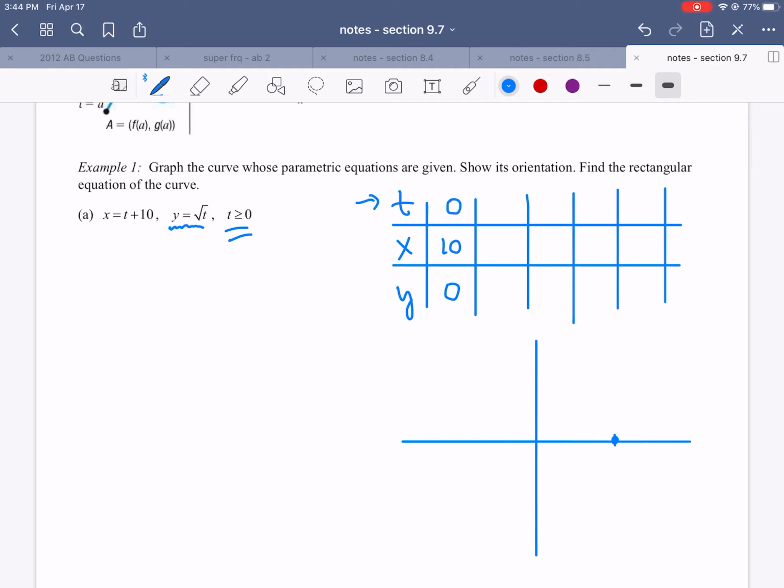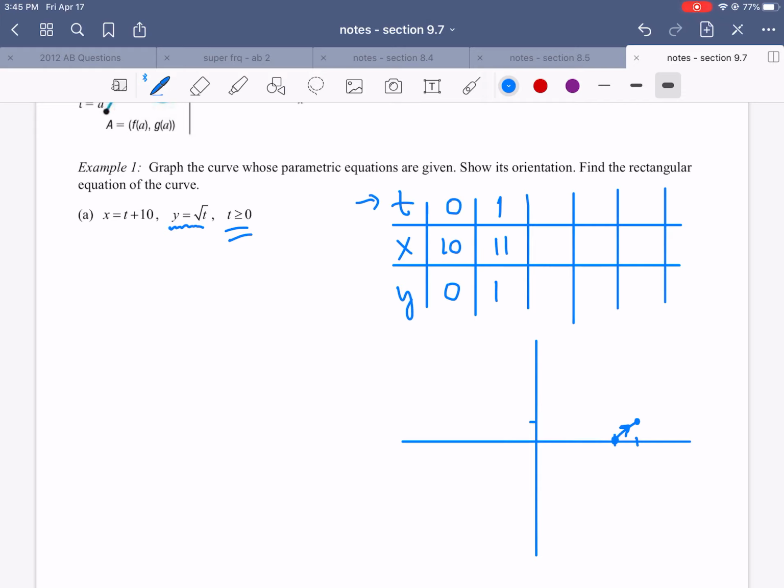And so the next square root that would be easy to graph would be the square root of 1. And so I'm going to let that be my next t value. And so therefore, x is going to be t plus 10, so 1 plus 10, which is 11. And y is going to be the square root of 1, which would be 1. And so at 11, 1, I'm going to plot my next point. And there is my orientation. I am moving along the curve in that direction.